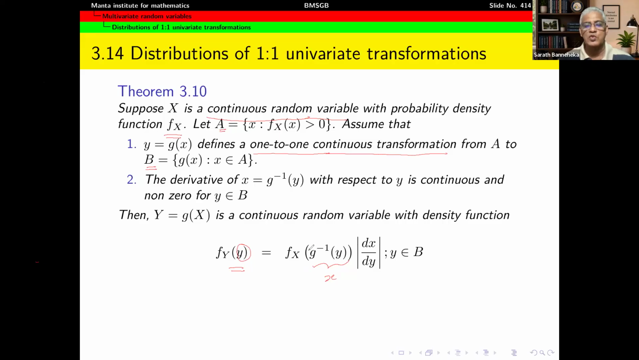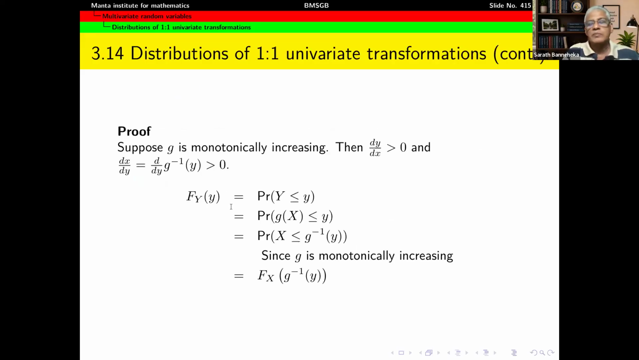So x has to be expressed in terms of y, and then times the absolute value of the derivative of x with respect to y. That is the formula that we have to use. We will first derive this formula, because there are certain things that I can explain in the derivation. Therefore, let's look at the proof of this theorem.